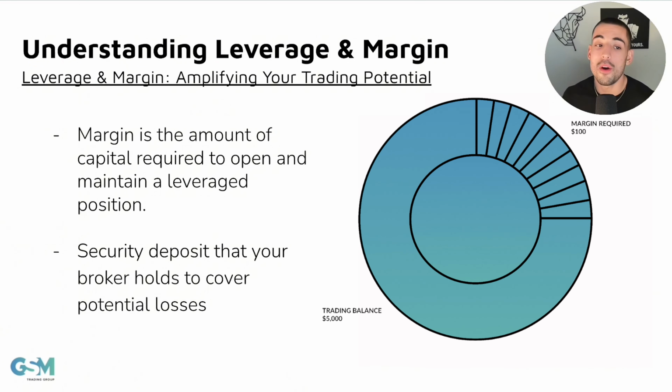This is just the amount of capital required to open and maintain a leveraged position in the markets. An easy and simple way to think about it is just a security deposit that your broker holds to cover your potential losses. It's almost acting as collateral. So we can see on the right-hand side with this illustration, if we want a leveraged position worth $5,000, we must have $100 in our trading account to open that position.